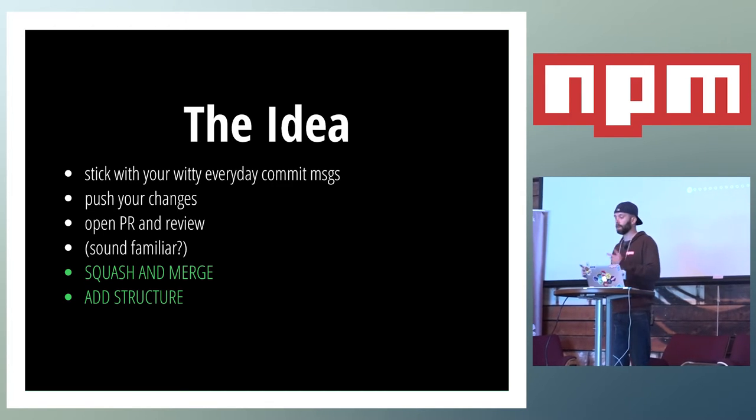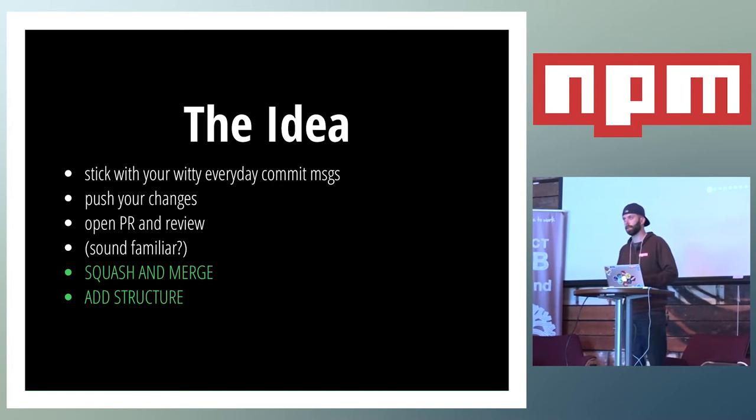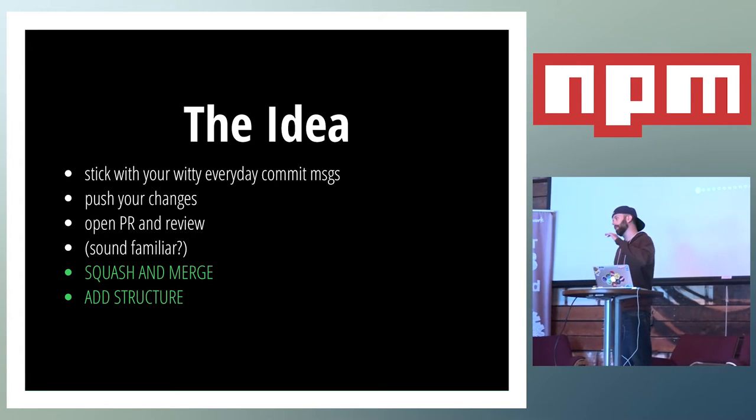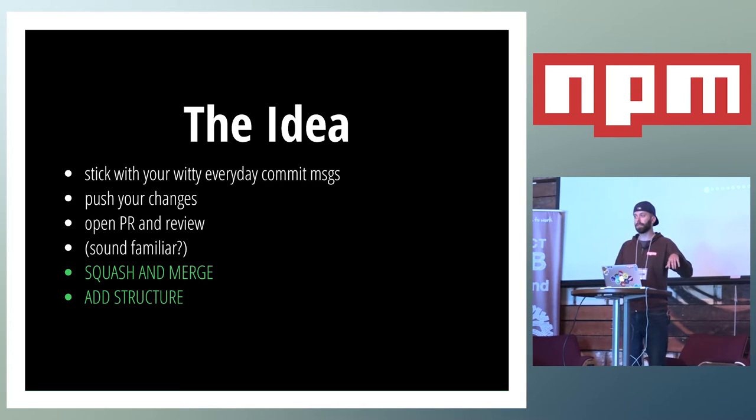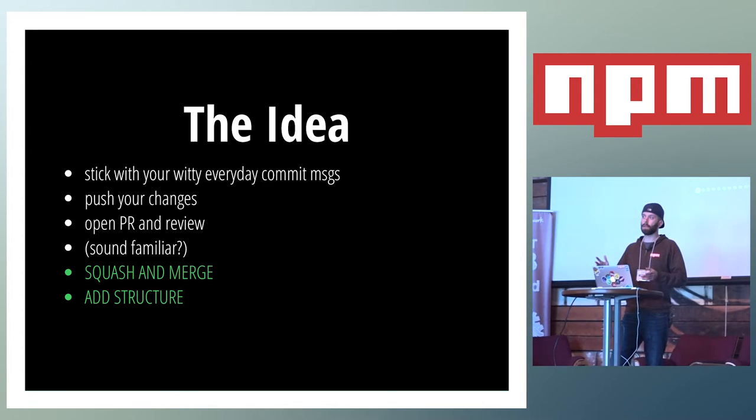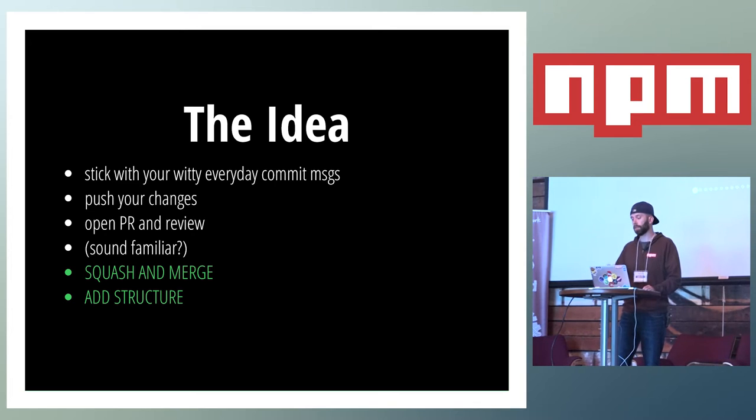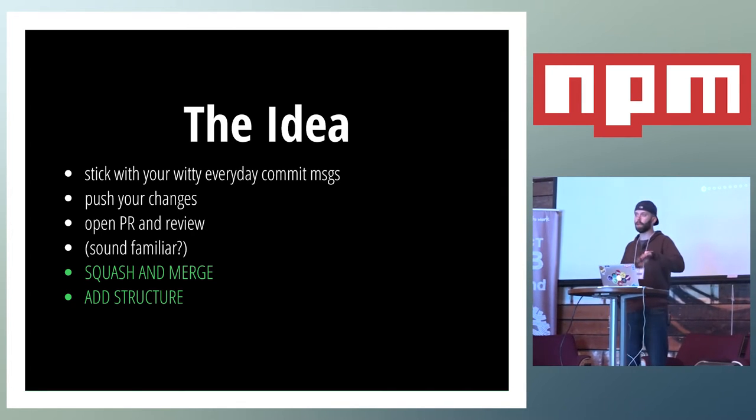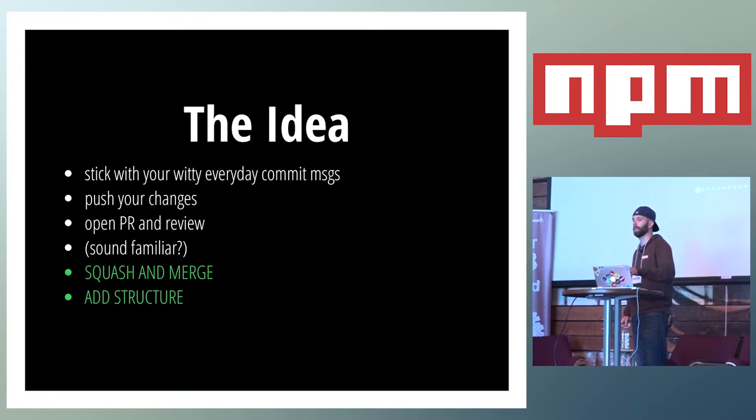The squash and merge feature, though, is pretty cool because this allows us to basically scrap the history of the feature branch and squash it all down into a single commit message with a reference to the PR that we are merging. And in doing so, we can easily throw our structure into the commit message at the very last second.